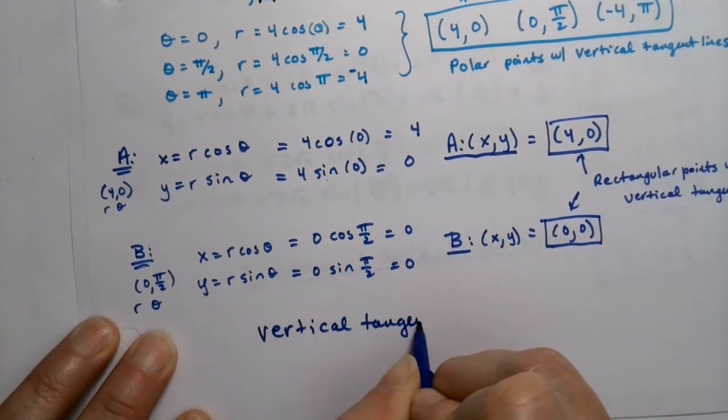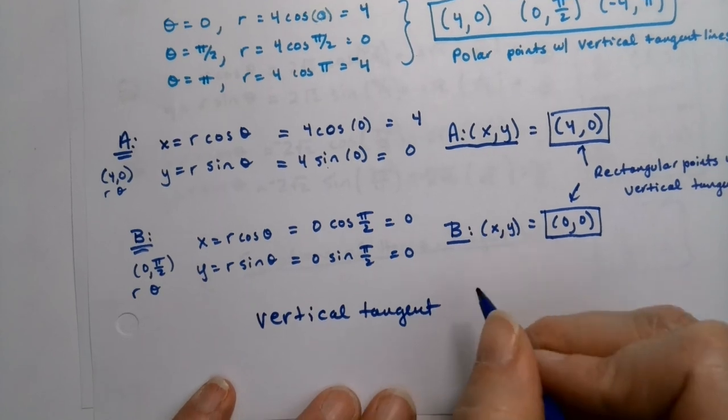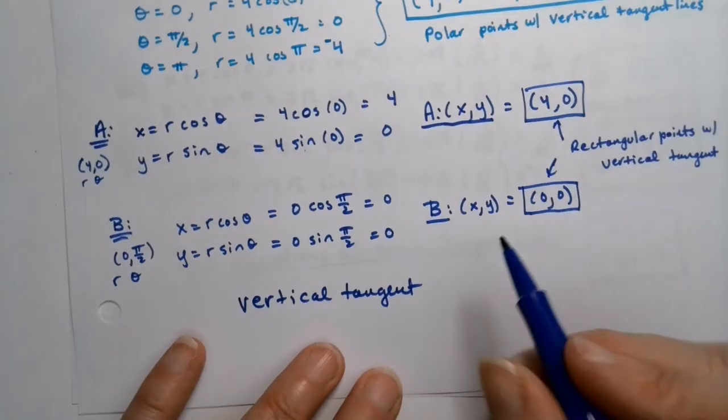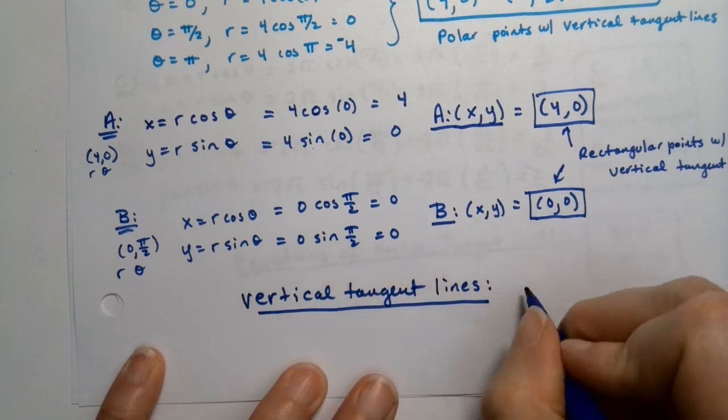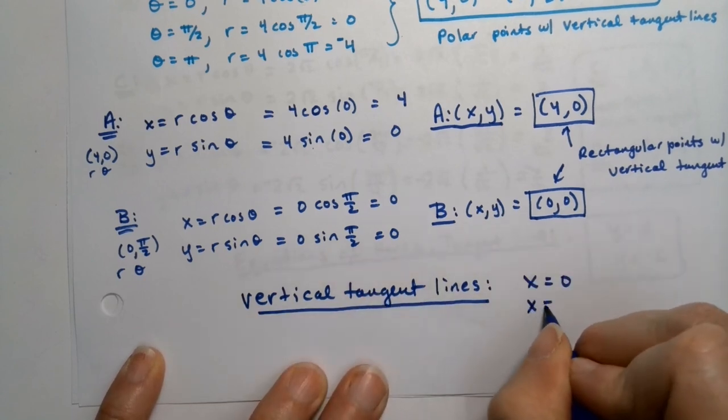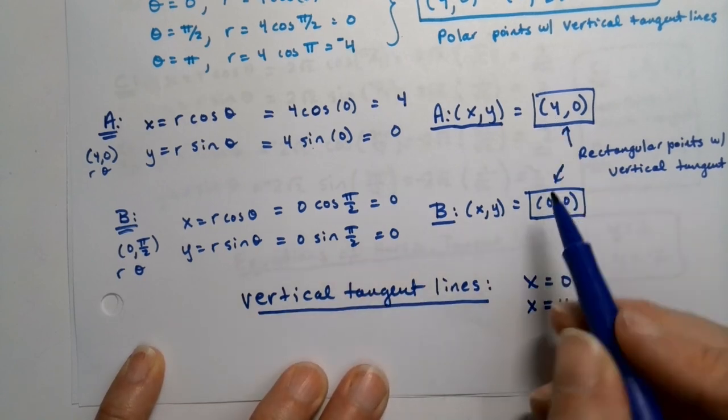I know it strictly wasn't asked for. Oh, maybe it was. Oh, it did say, find the Cartesian equation of the tangent lines. We just did it. It was asked for. It's the values of the x's, which in this case are 4 and 0.